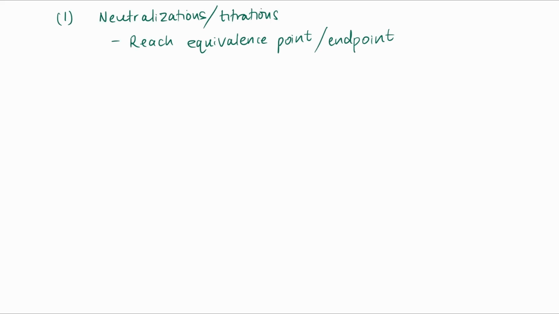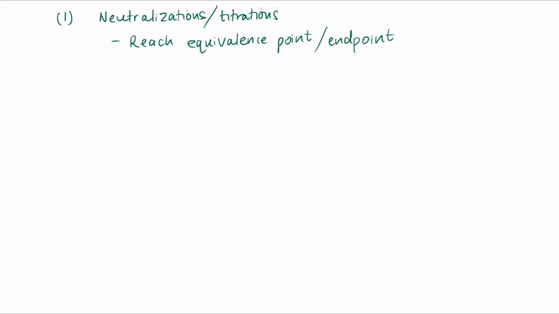In this video, I'm going to be taking a look at 3 different types of acid-base questions that you need to know before you write your exam. The first type of reaction is a neutralization or titration type of reaction. Now these reactions will reach equivalence point or endpoint, which we know is where there is a color change.